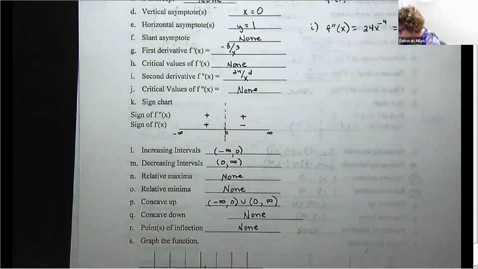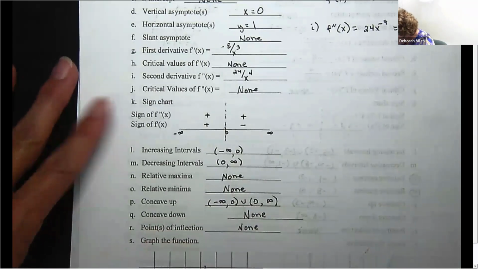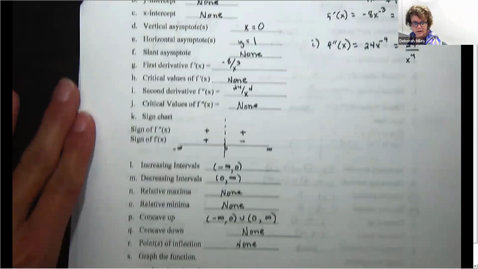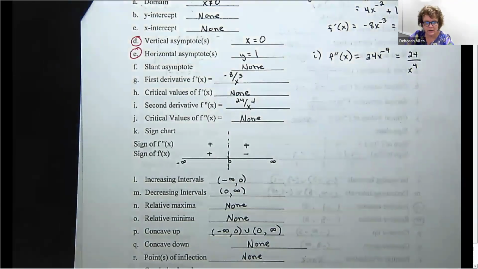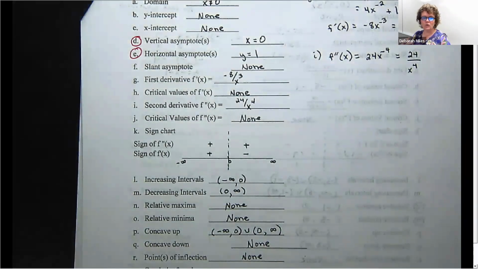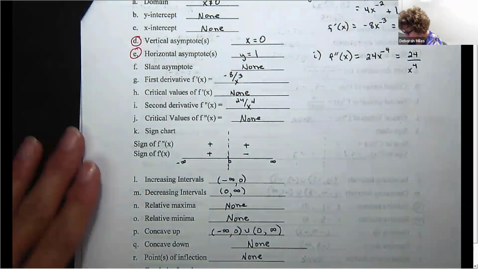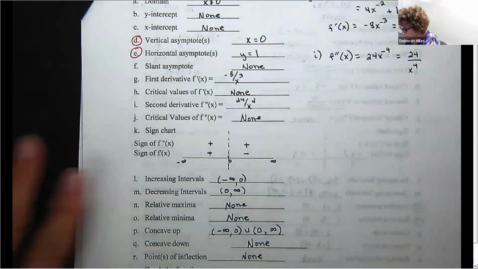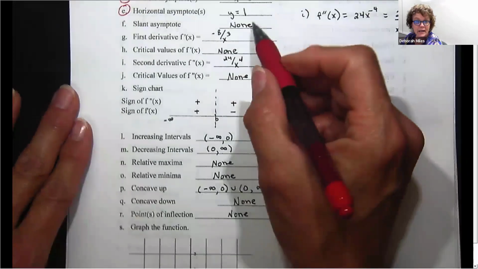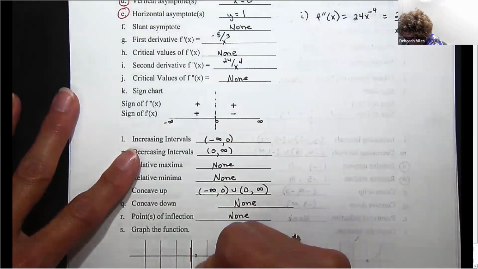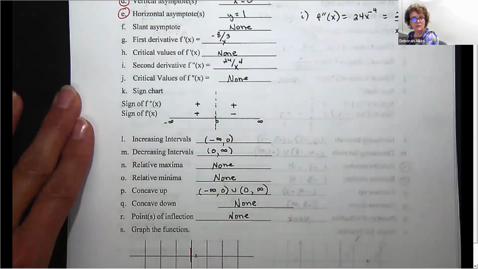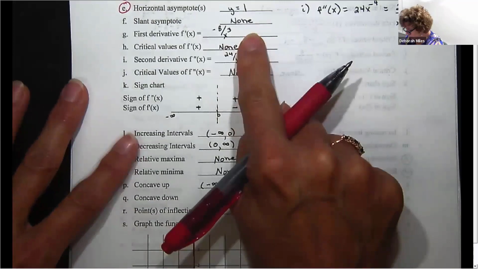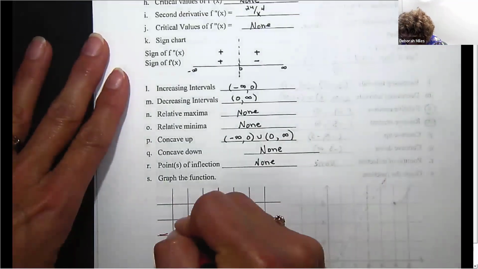All right. I don't have any points to graph. I can graph my vertical asymptote and my horizontal asymptote, but I don't have any intercepts or relative max or min or points of inflection. So I'm just going to graph the vertical asymptote at x equals 0. That's the y-axis. And the horizontal asymptote at y equals 1.